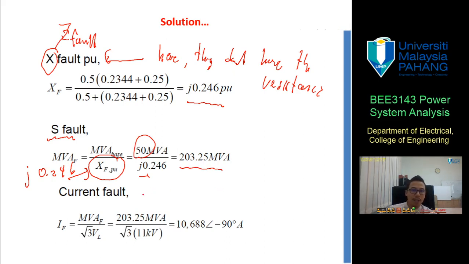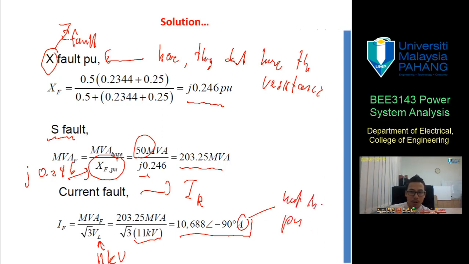And finally, find the I fault. Only this value is substituted, where the given base voltage is 11 kV. So you just put the values and finally you get the fault current as 10.688, and the angle is minus 90 degrees. Okay, the value is in amps. It's not in per unit, but in amps or amperes.